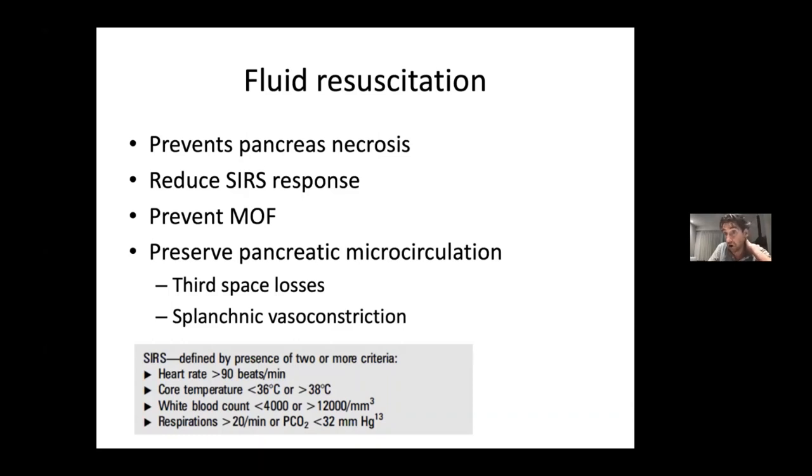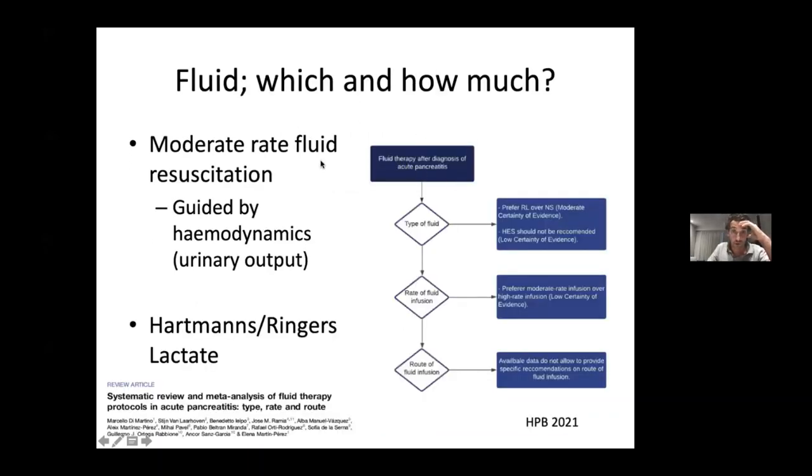The best guide if somebody's well perfused is if they're having any urine production. So if patients are unwell in this state, it might be sensible giving them a urinary catheter just to keep a close eye on the urine production. As I said, which fluid? Recently we published a meta-analysis of randomized clinical trials, and it's still quite low level evidence, but moderate rate fluid resuscitation seems to be the way forward, and Ringer's lactate or Hartmann's is the best fluid to give.